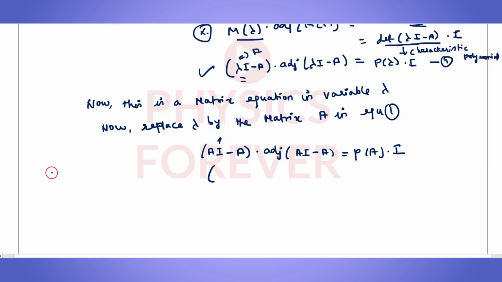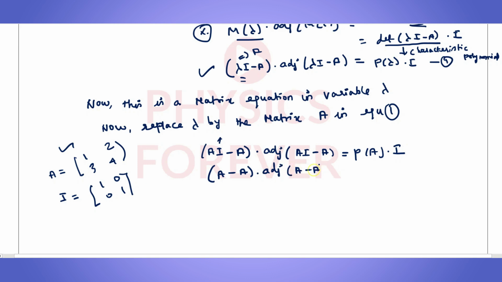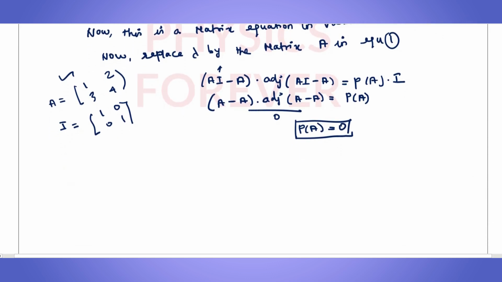For example, take the unit matrix I, and A equal to 1 2 3 4. Then the unit matrix I is 1 0 0 1. If we multiply, we get the same thing. So then A minus A, adjoint of A minus A, which is equal to p of A. This term will be 0. So then p of A is equal to 0. This is what we use to solve all the problems. So the characteristic polynomial evaluated at A will be 0, whatever the characteristic equation may be.